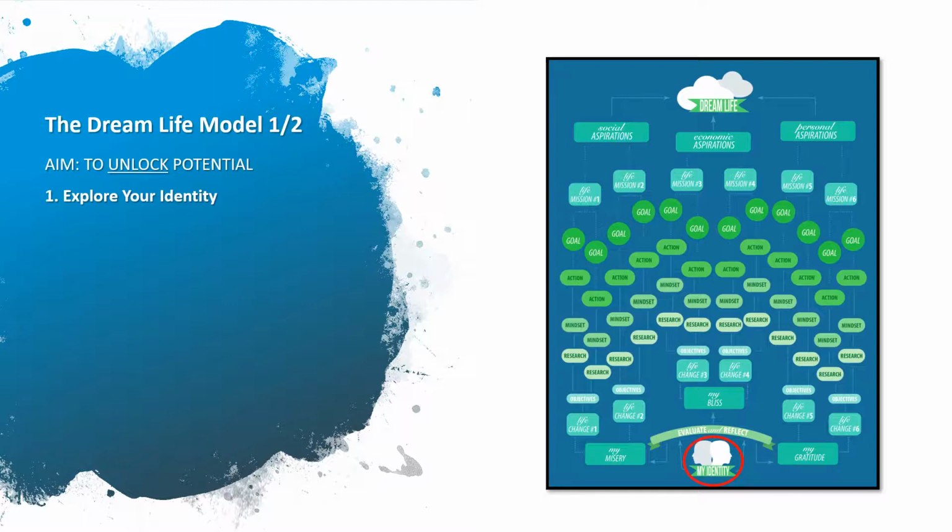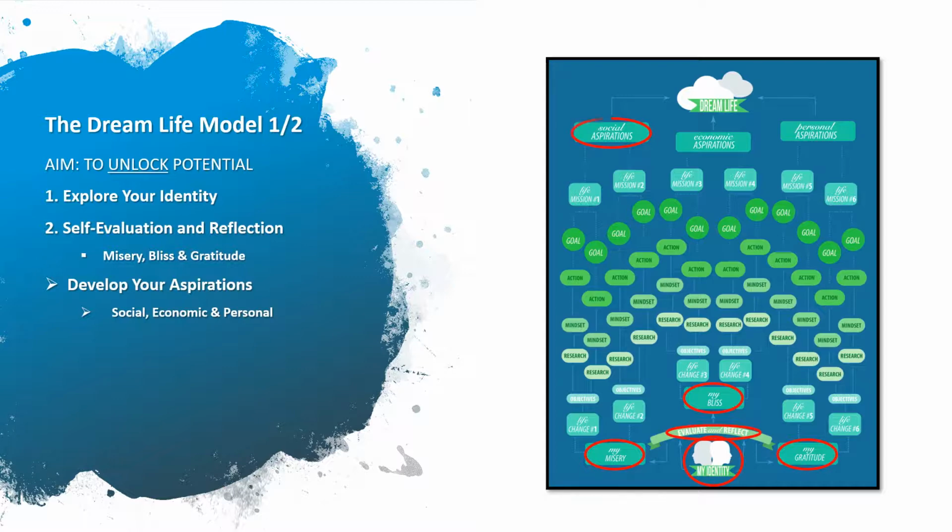Develop a sense of inner awareness. And then we're going to do a self-evaluation and reflection and develop an outer awareness by compartmentalizing misery, bliss, and gratitude. And then we're going to develop your aspirations. So we'll really think about what the future can look like and what you're capable of, and really measuring your potential here. And then we're going to establish changes and life missions.